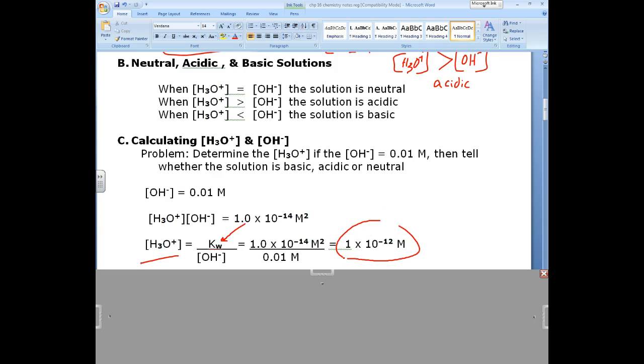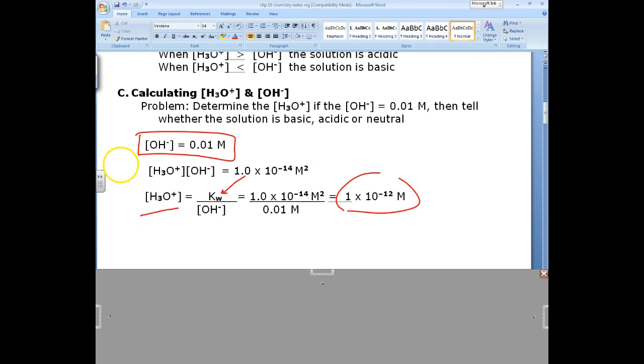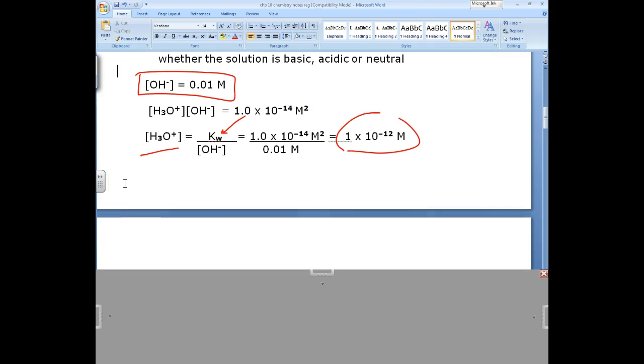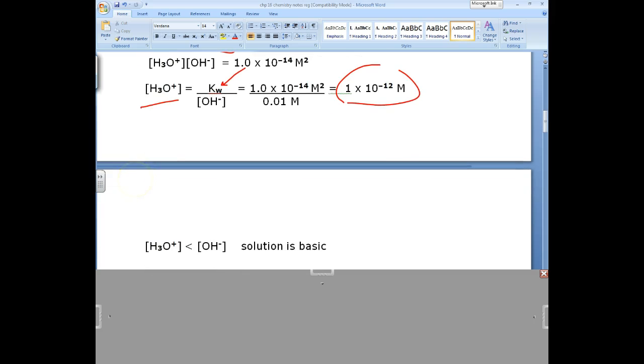Then you have to compare your hydronium ion concentration with your hydroxide ion concentration. In this case, our hydroxide ion concentration is greater than our hydronium, so this solution is basic.